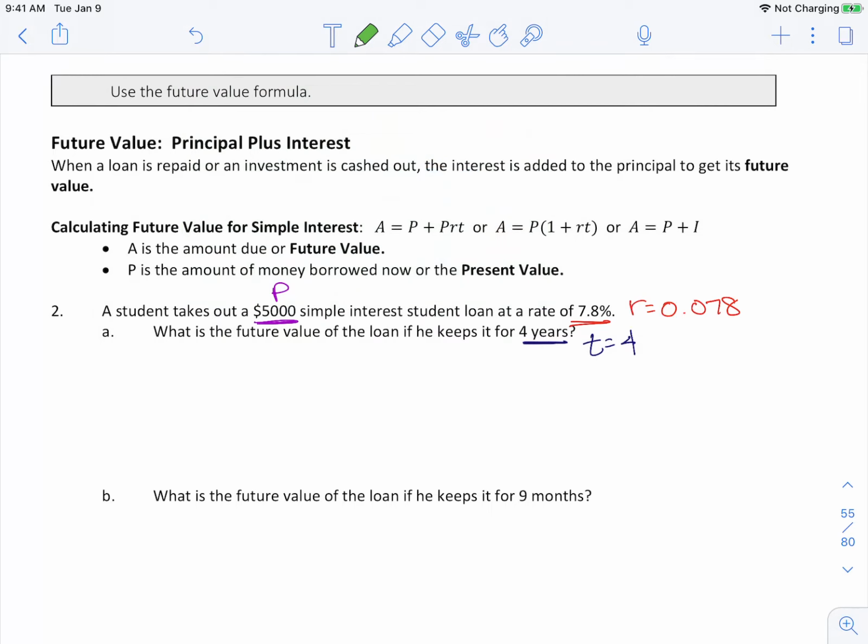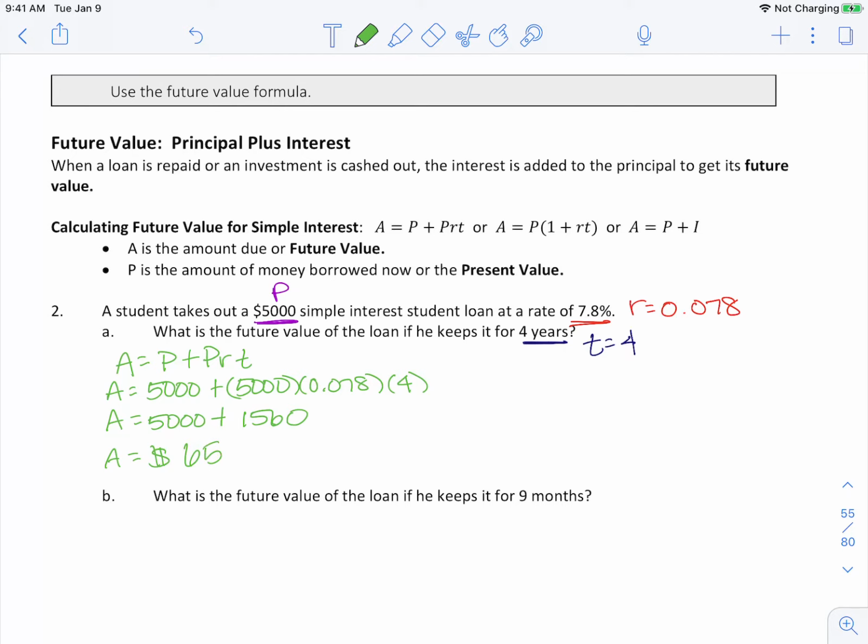Okay, so I'm going to show you can use either formula here. So we can use our A is equal to P plus PRT. So that's 5,000 plus 5,000 times 0.078 times 4. So that's 5,000 plus our 1,560, which gives us a future value of 6,560.